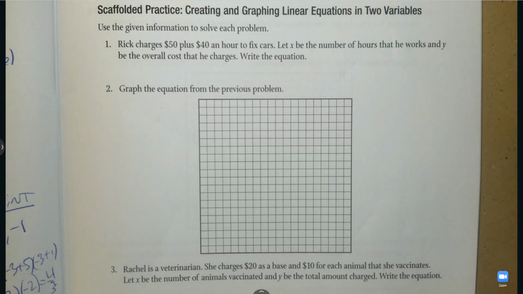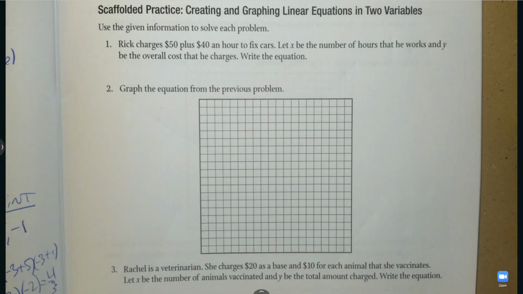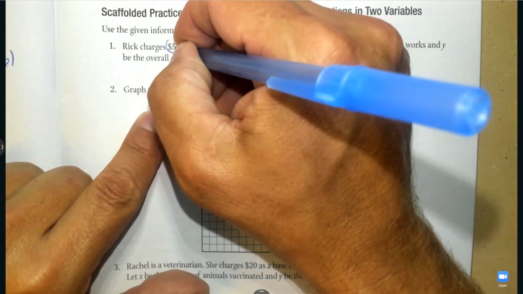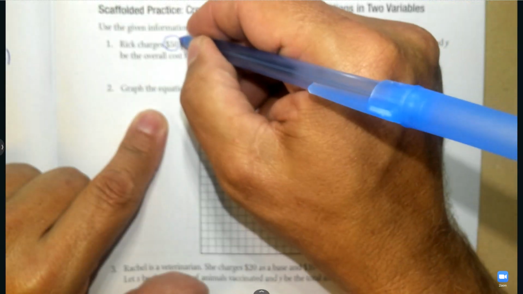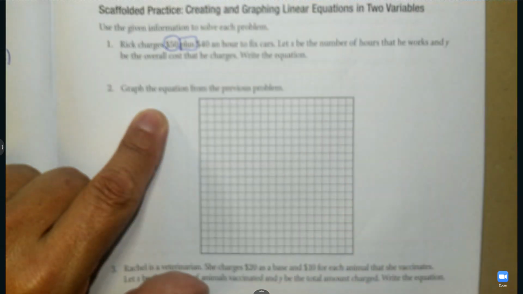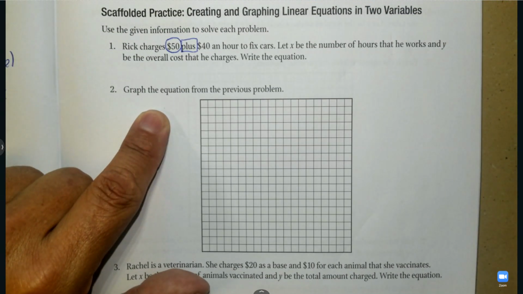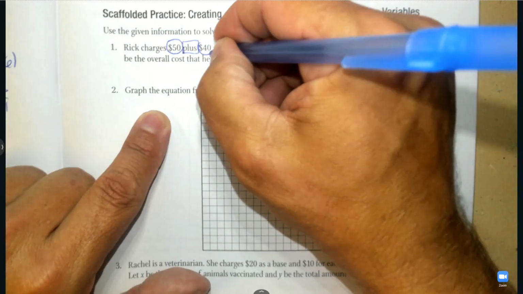All right, we're going to answer some linear stories, and we're going to do some graphs with it. So let's do this together. Number one, Rick charges $50. Whenever I see a number, I'm going to circle it. $50 plus, that's an important word. I'm going to put a box around important words and circle the numbers.